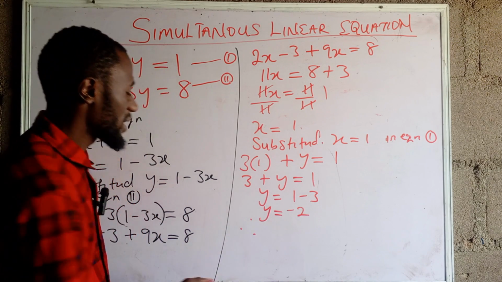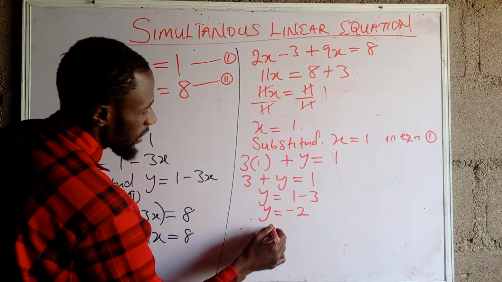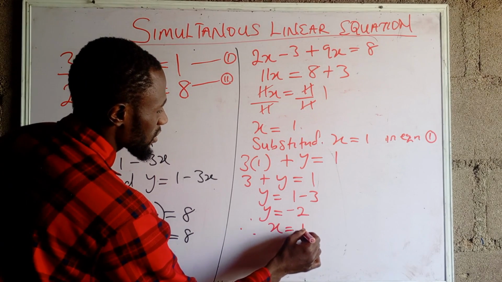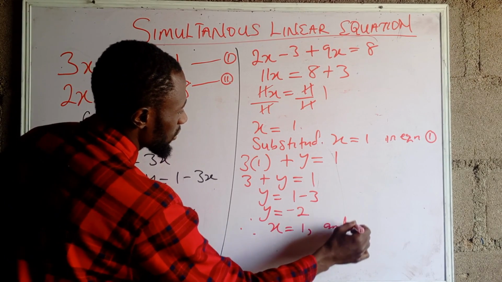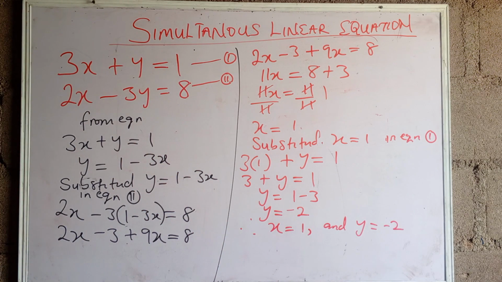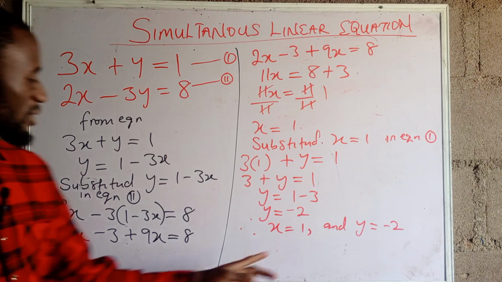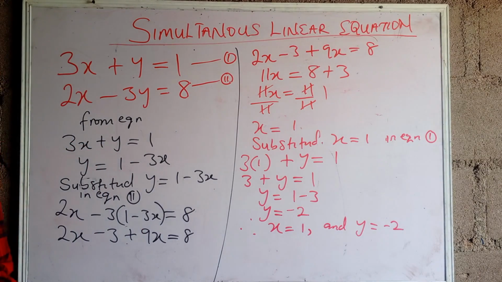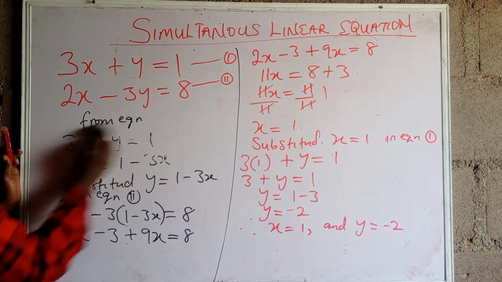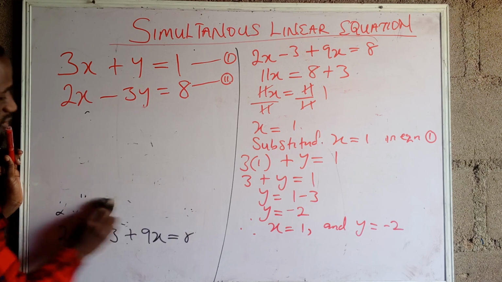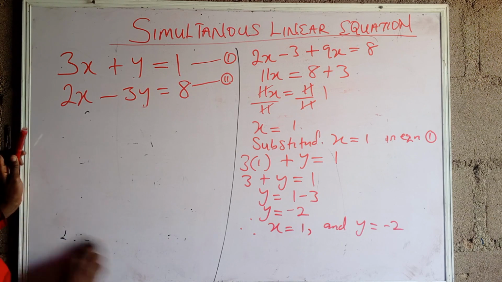Then we can conclude by saying we have x is equals to 1 and y is equals to minus 2. We can also check our work to see whether the value of x is 1 and the value of y is minus 2. By checking whether x is 1 and y is minus 2, we can take any equation and prove.